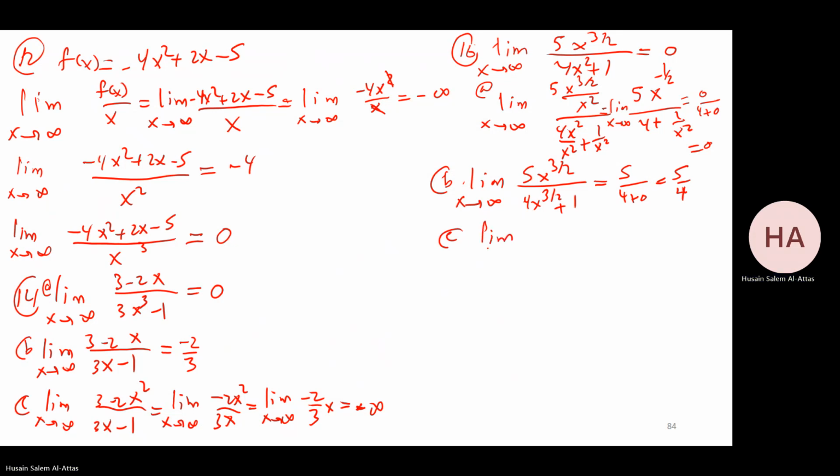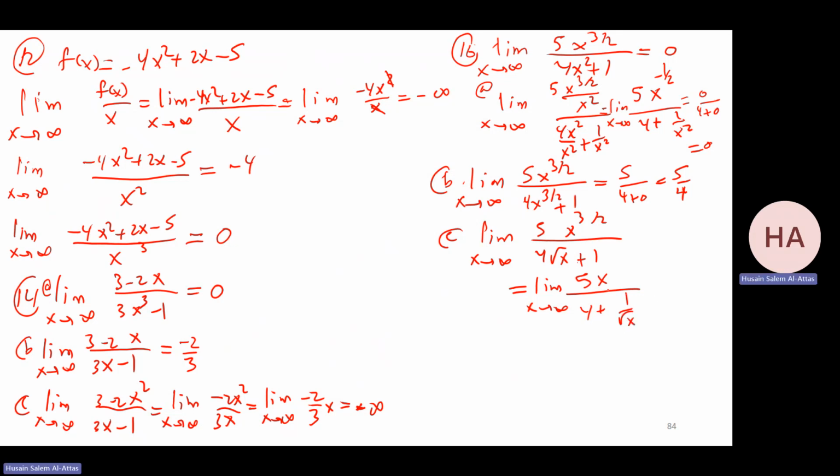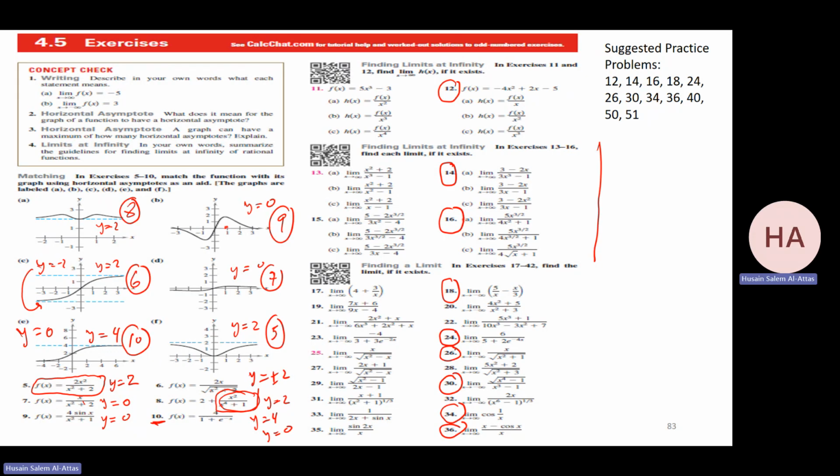C, limit as x goes to infinity, 5x to the power 3 over 2 over 4 square root of x plus 1. If we divide by square root of x, you get the limit as x goes to infinity of x to the power 3 over 2 over x to the power half, that will be x. And this will be 4 plus 1 over root of x. As it goes to infinity, you have what? This is infinity over 4, which is infinity. So these are these problems.